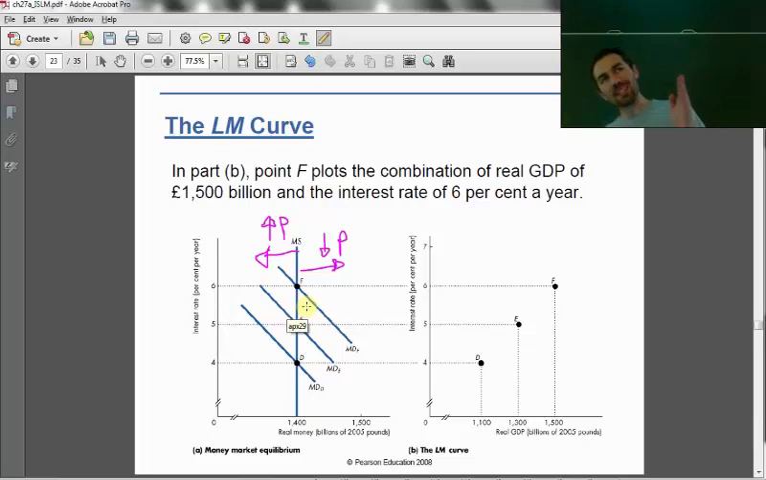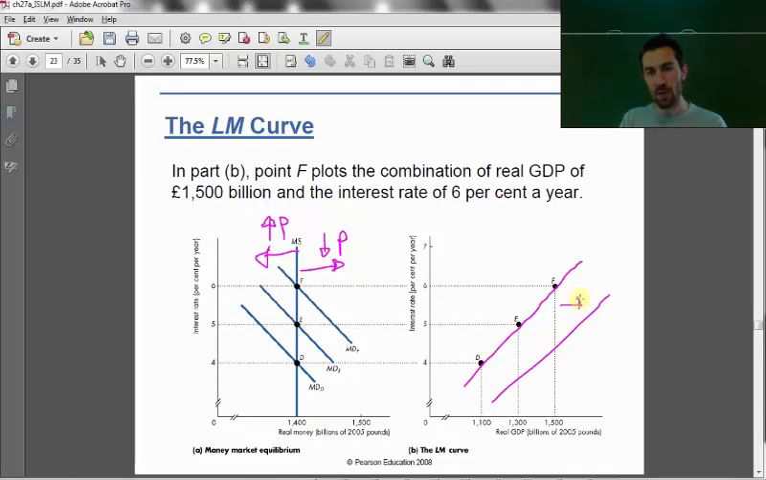Now, what happens when the money supply shifts to the right? What happens to our LM curve? Our LM curve shifts to the right if prices go down. Are you with me? Are you following me? Okay, are you happy that if the money supply shifts to the right, the LM curve shifts to the right?